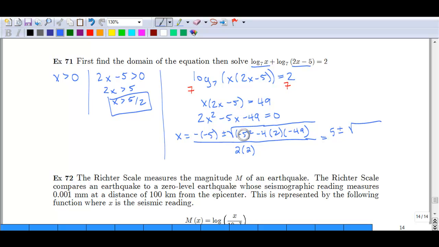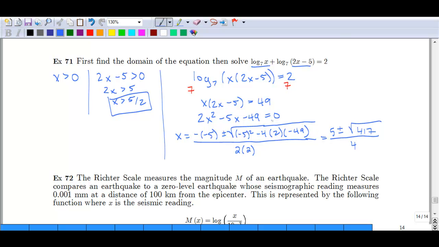When you simplify everything in here, you get 25. You get 4 times 2 is 8, times 49 is 392. So 392 and 25 gives you 417. And it's all divided by 4. Now this isn't going to simplify any further, so these are our two answers.